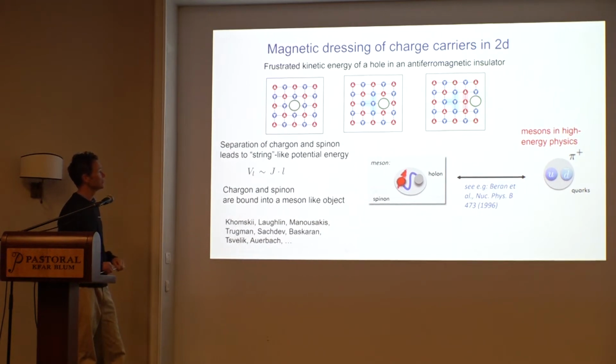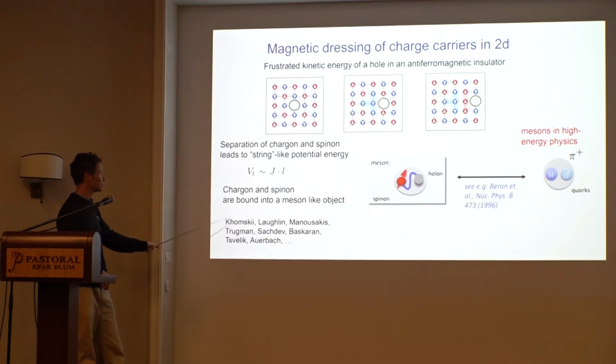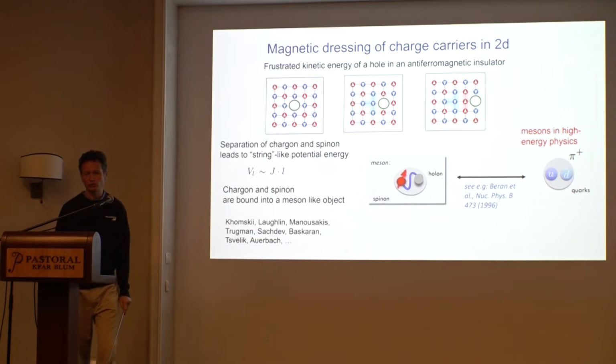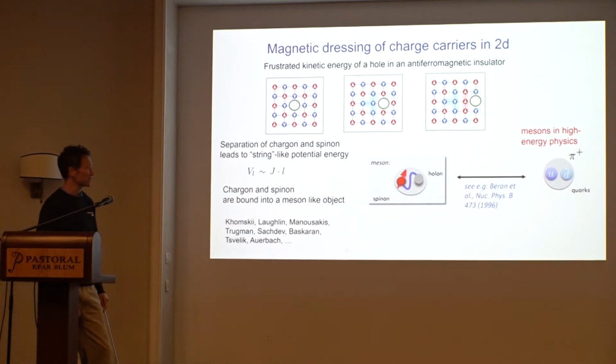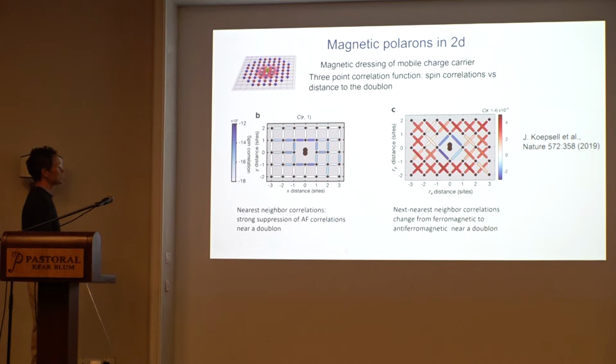For us, in 2D, they are connected by this kind of string that has a linear tension. And there have been several suggestions going back many years that one can think about such a propagating hole in an anti-ferromagnetic environment as a bound object of a spinon and a holon connected by a linear string. And that obviously reminds us of mesons in high-energy physics, where we know that mesons consist of pairs of quarks. Okay, well, can we make something quantitative out of this picture?